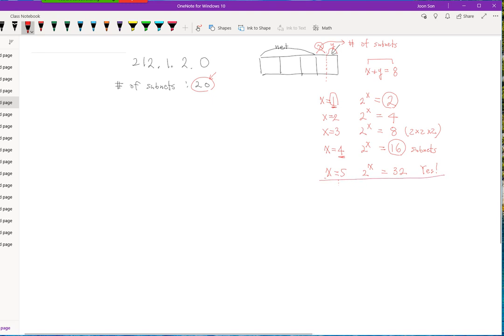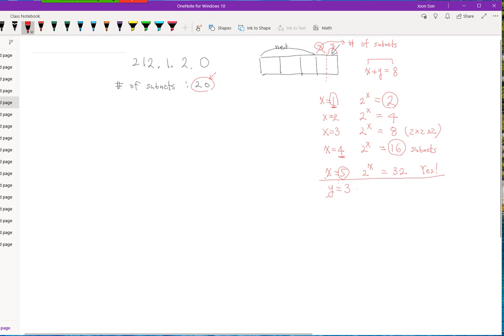So now my answer is what? What is my X? X is 5. Since X is 5, what is my Y? 3. Okay, good. Thank you. So X is 5 and Y is 3. From this, we can create 32 subnets, and Y is 3 means what?